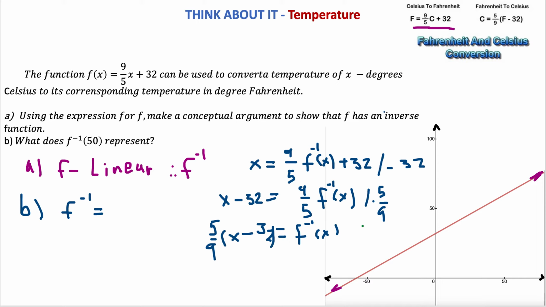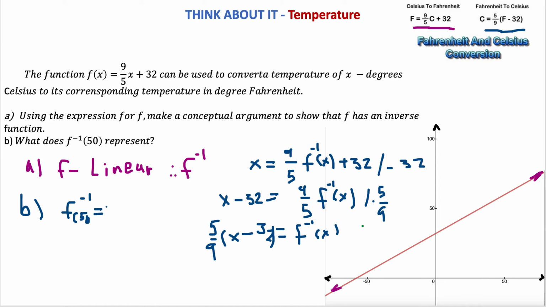And if we look here, right now the inverse function f inverse is 5/9 times x minus 32, which, if we look at the top corner, represents converting Fahrenheit into Celsius. We already have C equals 5/9 times F minus 32. So it means the conversion from Fahrenheit to Celsius. And what does f inverse of 50 represent?